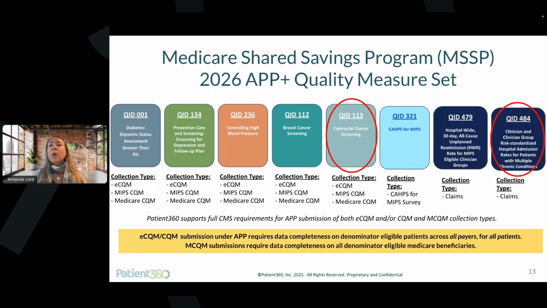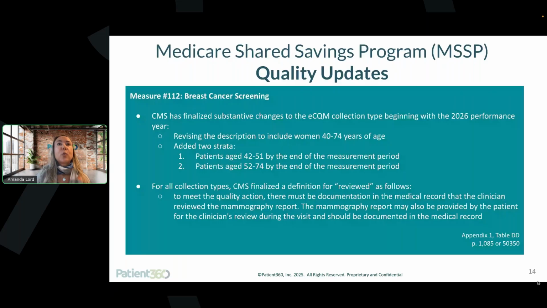Okay, so this is just a quick update on the breast cancer screening measure for 2026. If you're an MSSP ACO reporting ECQM collection type, they did finalize changes to the breast cancer screening measure 112 for 2026. The ECQM for 2026 is going to align with the CQM, which is what commenters pointed out. We all knew about this, that they were misaligned, the specs between the ECQMs and the CQMs. So they did finalize to align them.